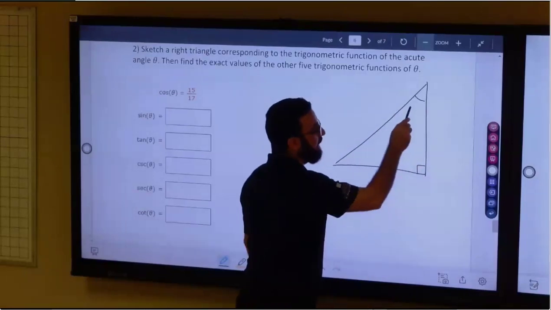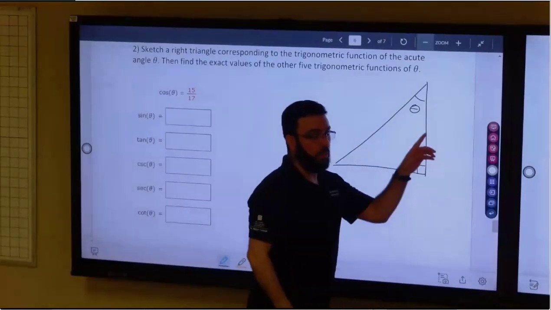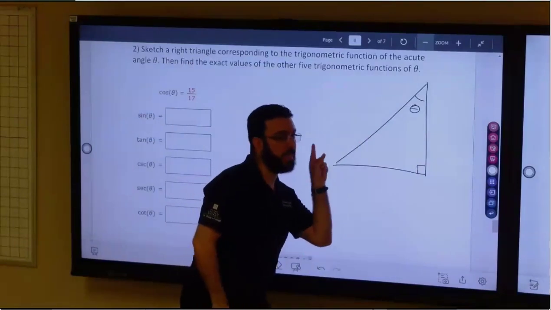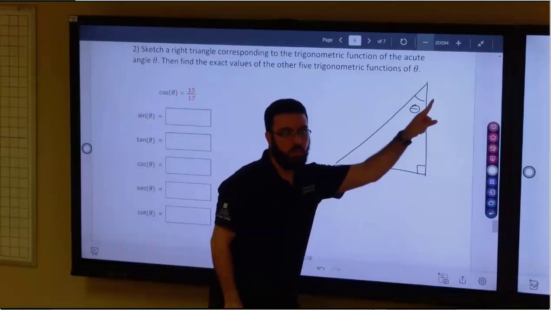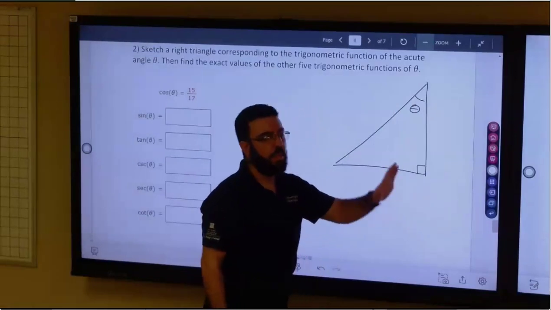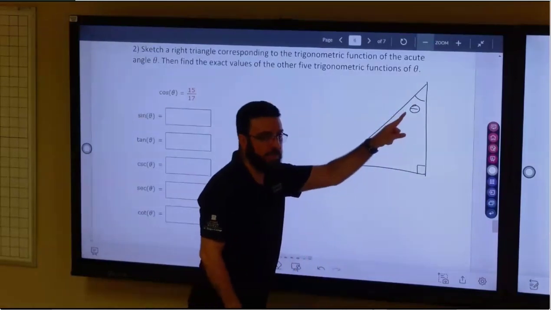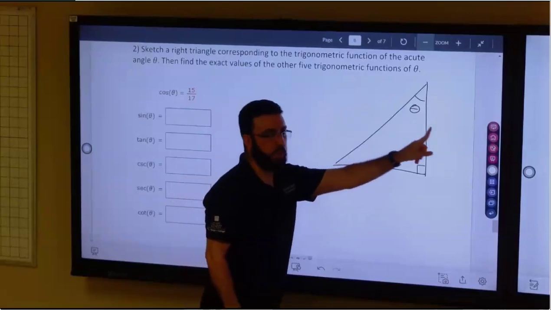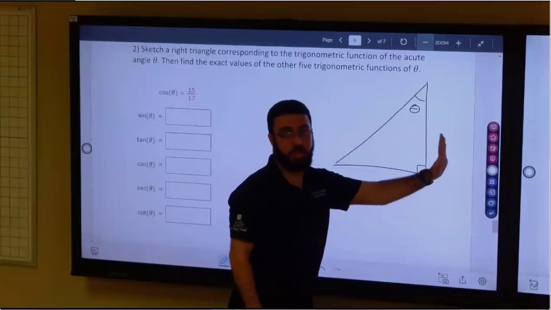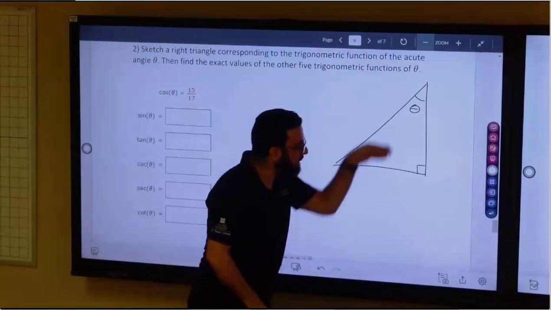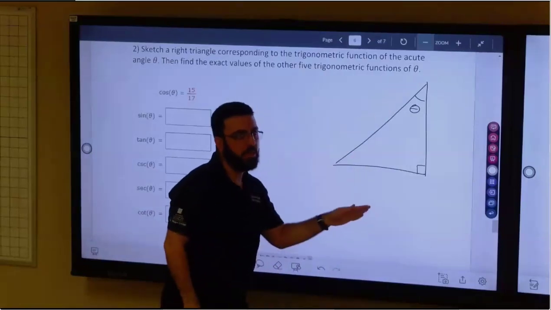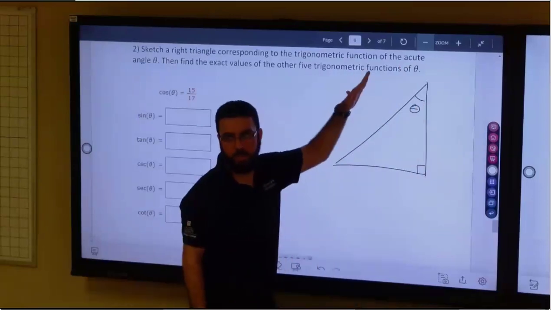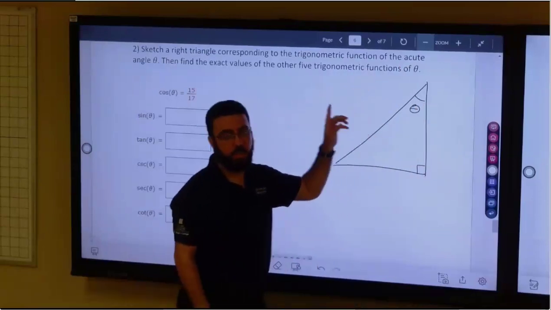If the theta is here or here, it's going to be the same thing. Now, what's the sine for this theta? This is the opposite, this is the hypotenuse, and this is the adjacent. Always, the opposite is the side opposite the angle, the adjacent is the side next to the angle, and this is the hypotenuse. You got it?